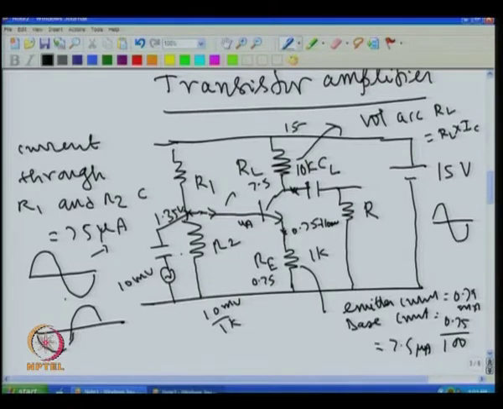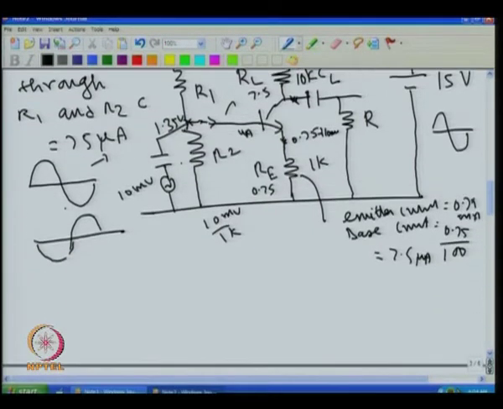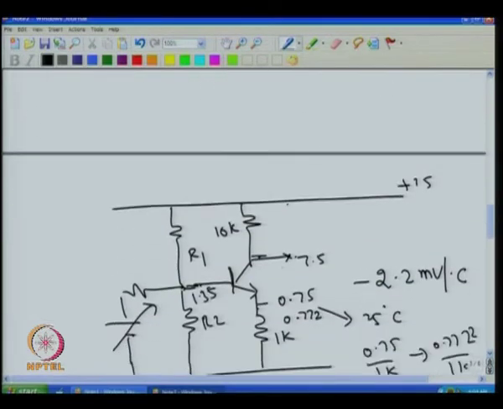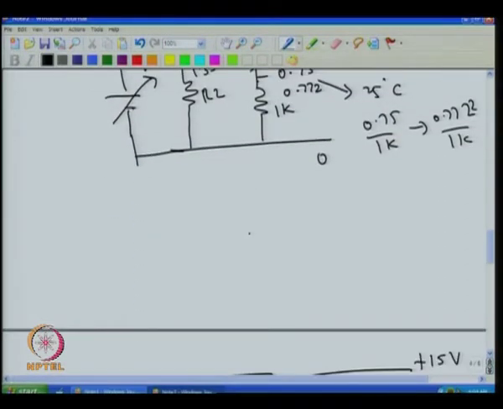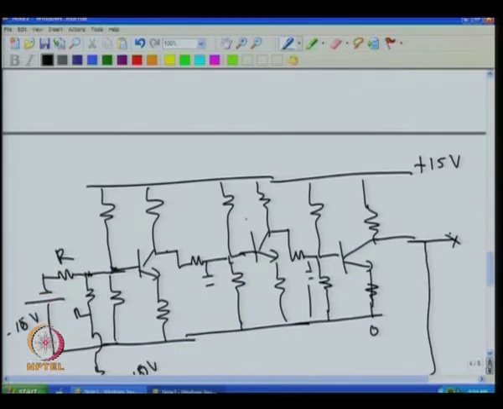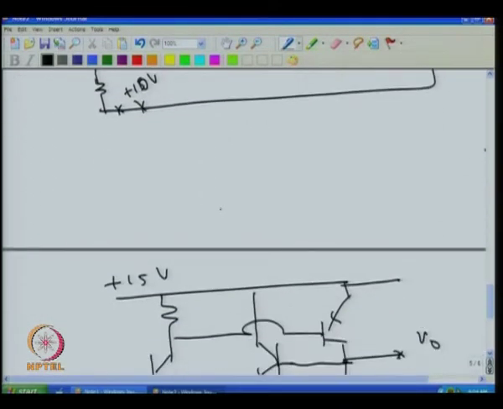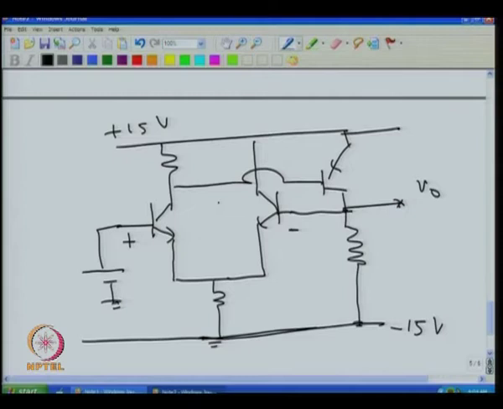Then the main problem was that the voltage at this point changes with respect to temperature and the supply voltage. To solve that problem, we went to the operational amplifier, that was this circuit. This circuit amplifies the DC voltage here, and this voltage is independent of supply voltage and the temperature. How this happened, we will see in the next class.